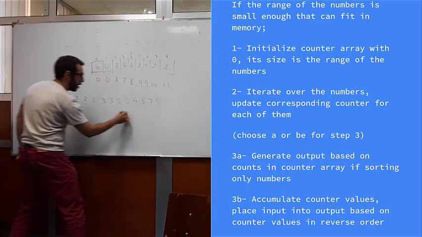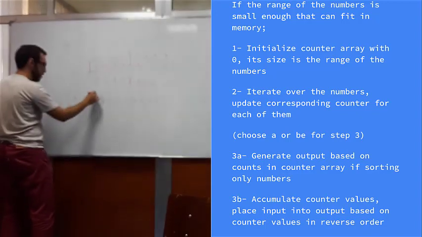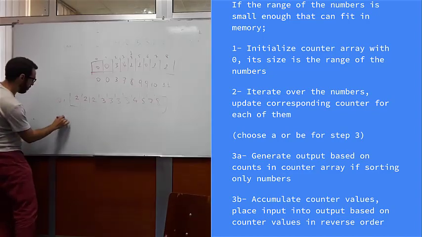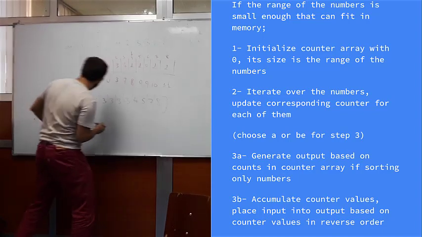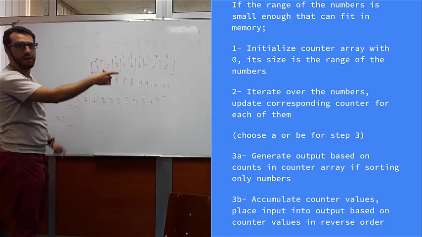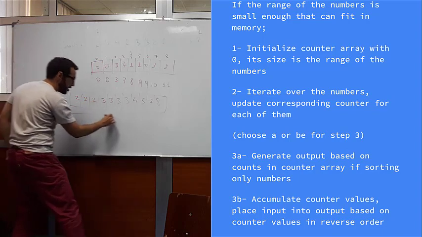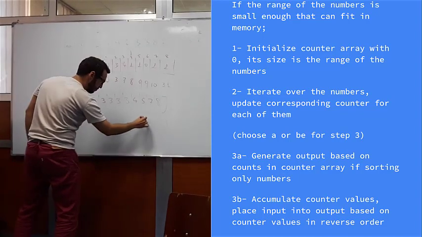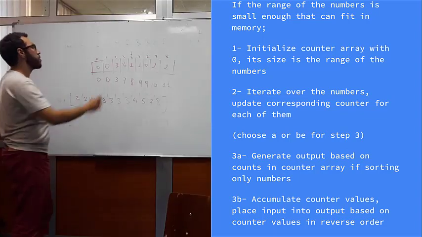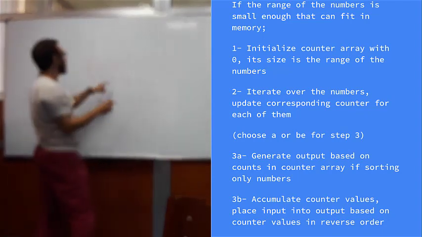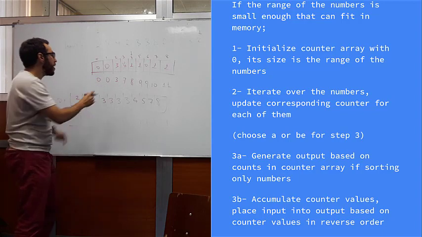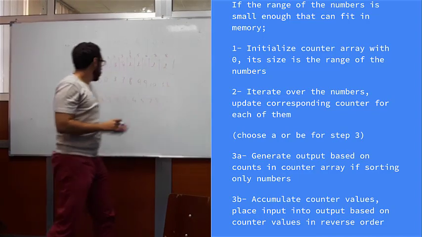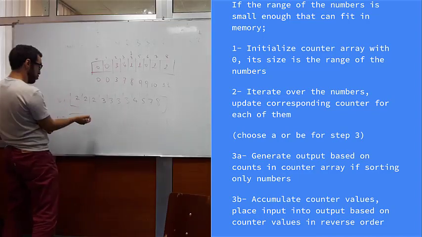So let's say this is our output 1. Now let's see how we are going to generate output 2. We generated output 1 with 3A, right? We just went over the counts and then generated. So now we are going to look at how we can generate output 2 with 3B. We started from the end, and then we looked at the accumulated array. And the accumulated array told us that 2's are ending at 3. So we place this 2 right before 3, which is 2.